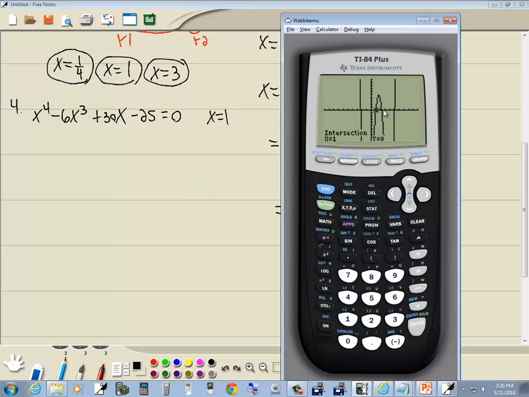Okay, next one looks like 1.2 or something like that. So second trace, choose intersect, enter our first curve, enter our second curve, and let me put in 2 for the guess. 2.236068. Well, let's try to change that to a fraction. So we'll do second mode, exit out, and press our X key, math, enter. It doesn't change. No surprise. If you get one decimal that will not change to a fraction, you will have another one that will not change to a fraction.